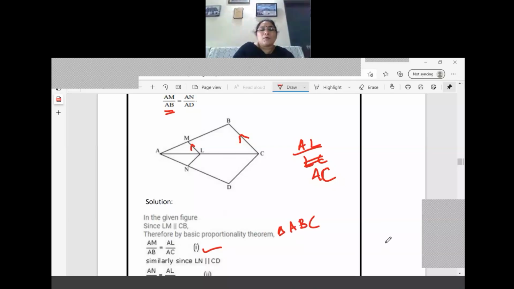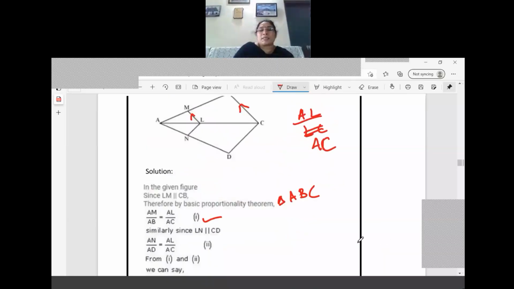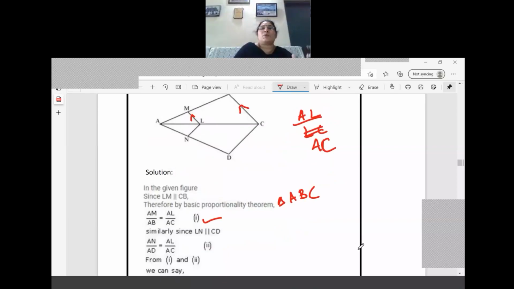Right. Now, what is the next parallel? Next condition is given LN parallel to CD. So another parallel line is here. LN. So second line it is. So two arrows we should put. LN parallel to CD. Similarly, we will write AL by AC. We have already written for the first part. The same part also we will write AL by AC equal to AN by AD.